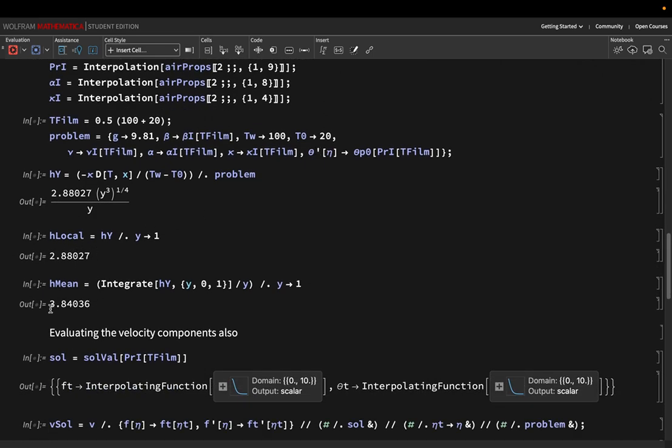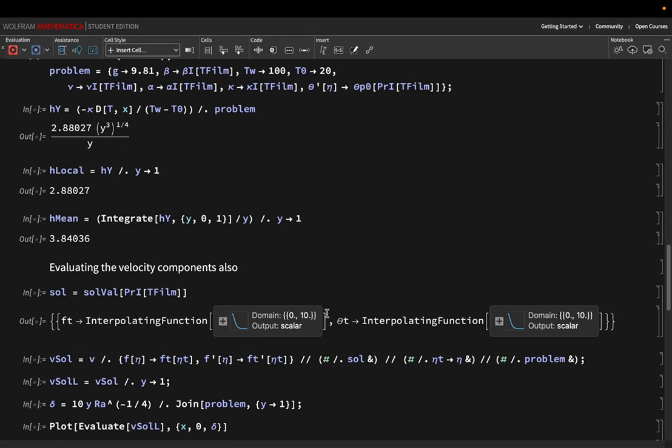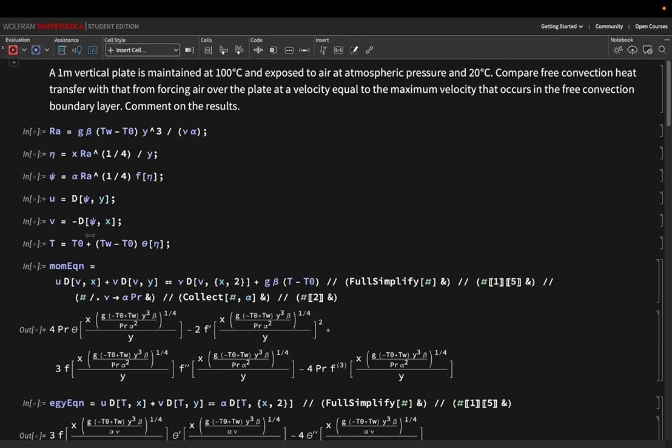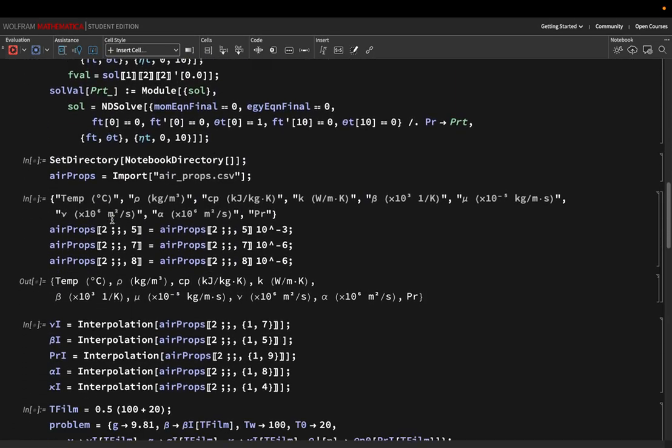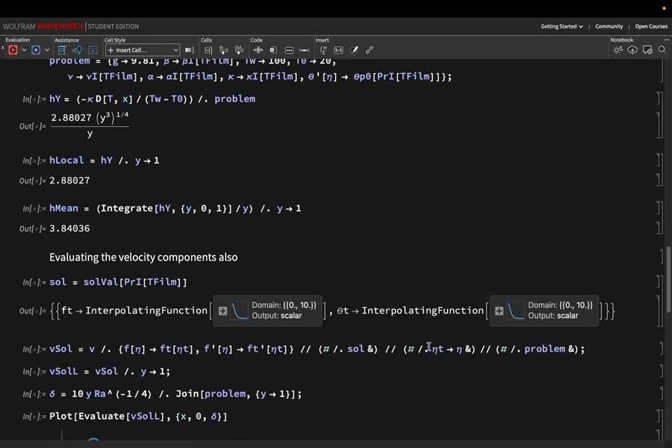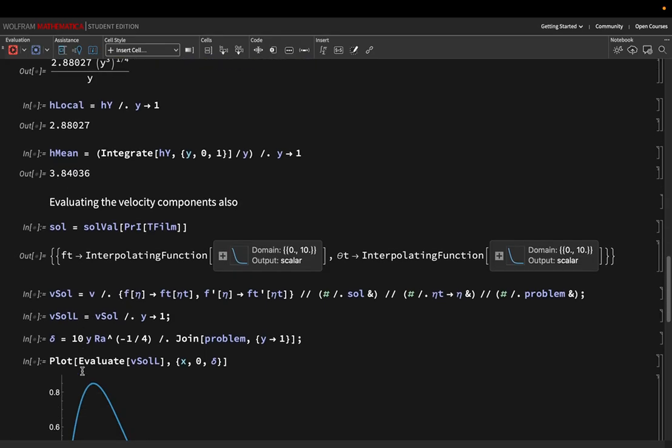Since the temperature etc. are given, if you substitute those values, you will get the heat transfer coefficient. The mean heat transfer coefficient I'm getting is around 3.84. Once I have that, the next thing is to compute the velocity. I've taken the solution, which has two components, f and theta. From that I'm taking f and calculating f prime, because we know the velocity equation is obtained from minus del psi del x. I'm substituting the value of f prime and all other values given in the problem, and putting y equals 1, because it is a 1 meter plate. And delta is taken as eta equals 10.